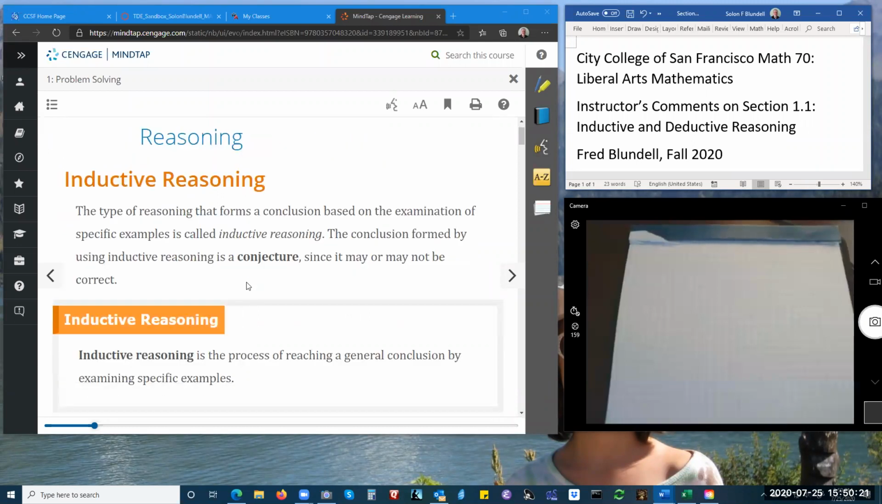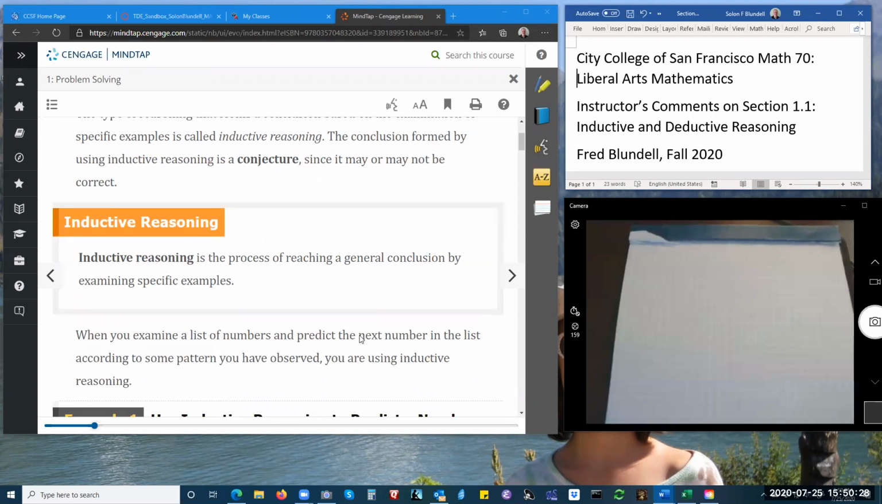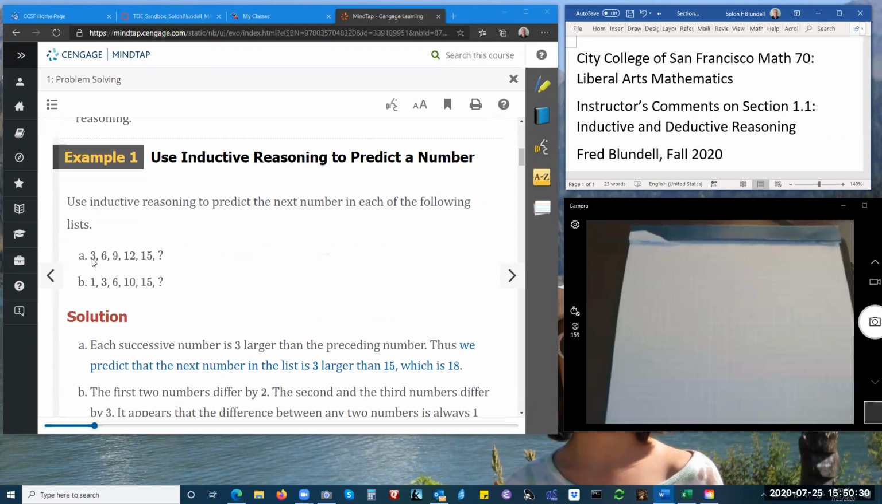So first of all, inductive reasoning is the process of reaching a general conclusion by looking at specific examples. And in example 1, they give you this list of numbers, 3, 6, 9, 12, 15. You ask, what do you think the next number is? Of course, you're going to say 18 because you see that they're fitting a pattern. Each one's 3 larger than the one before. So you think you're just adding 3 each time, and that would make the next number to be 18.